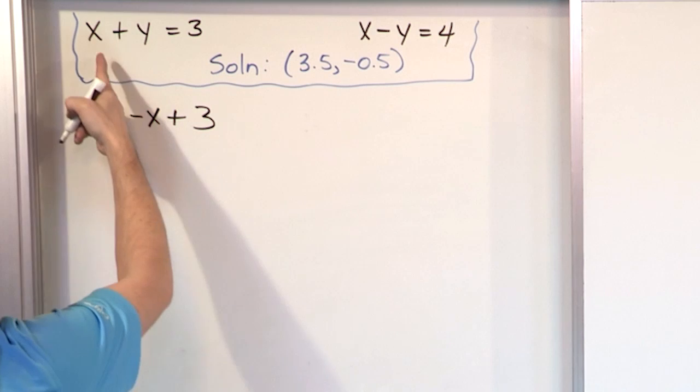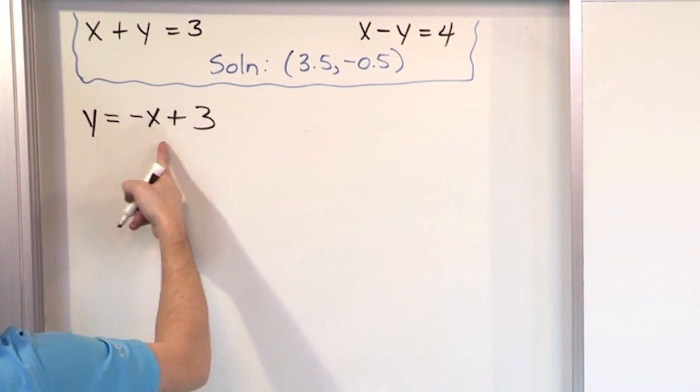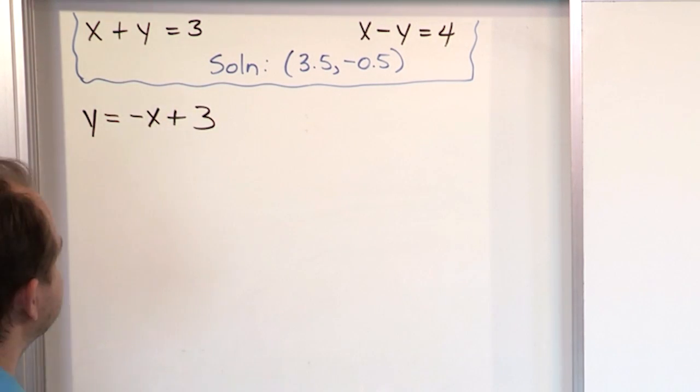How do we get that? Because we subtract x from the left, we subtract x from the right. So we just moved it around and we made it equal to this.